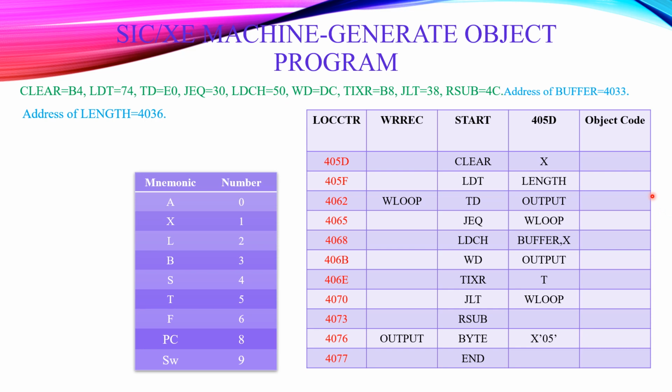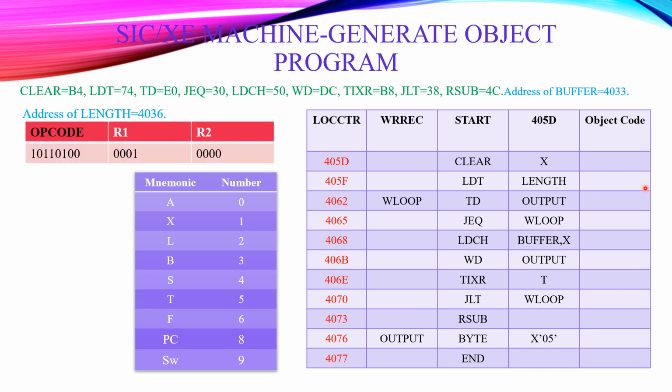Next, the first instruction is CLEAR, where CLEAR is given as before. It has a register X, which has the number 1. So it is format 2. This is a format 2 instruction, where the opcode, register 1 and register 2 are involved. CLEAR is given as B4. So the B4 value is stored in 8 bits, followed by register 1 and register 2.